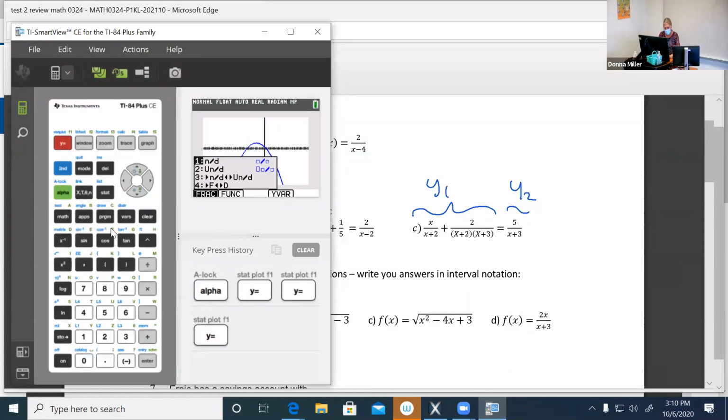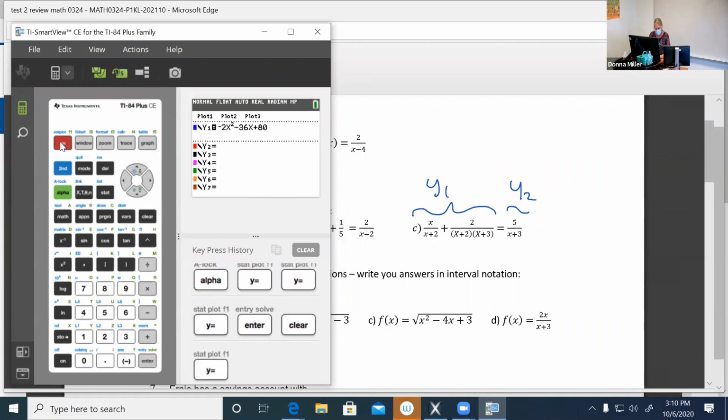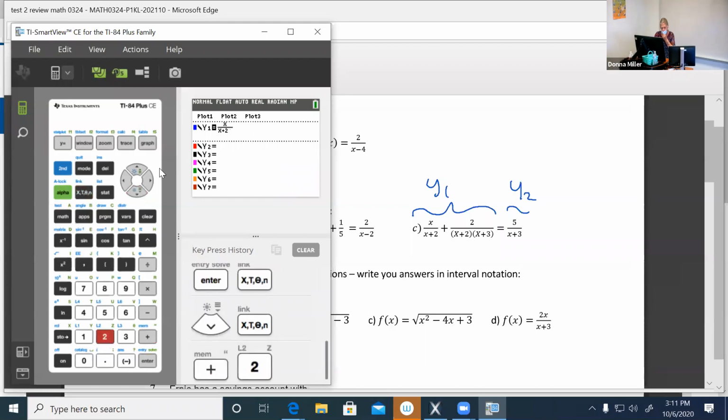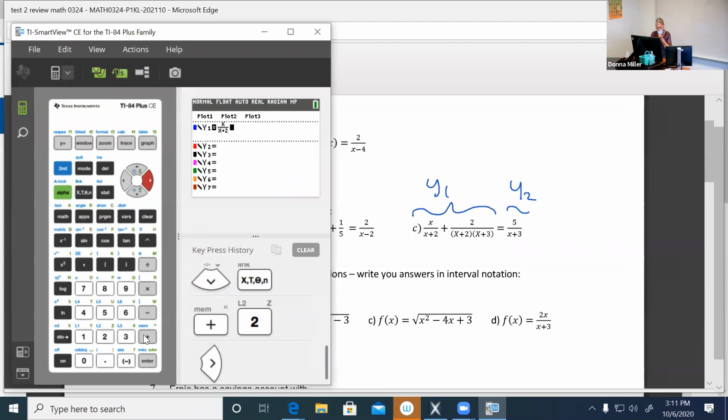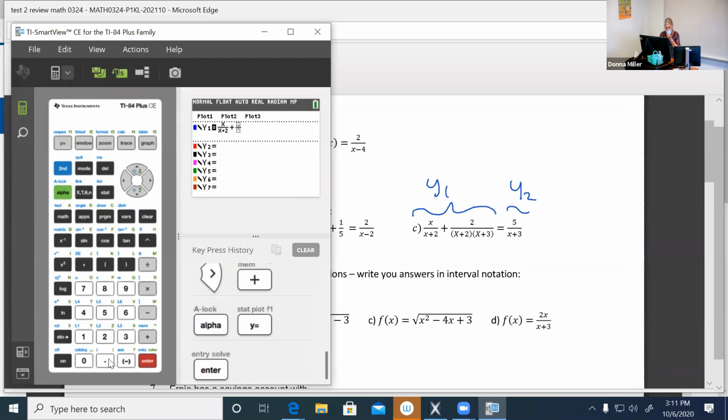So y equals, N over D. I want N over D. I want to go y equals first, right? Y equals, clear whatever's in there. All right, x over x plus 2. So I'm going to do alpha F1 N over D. X over, the hard part's typing it in. I would double check, make sure you have what you think you have in there. Plus, I'm going to do another fraction. I get 2 over x plus 2, x plus 3.